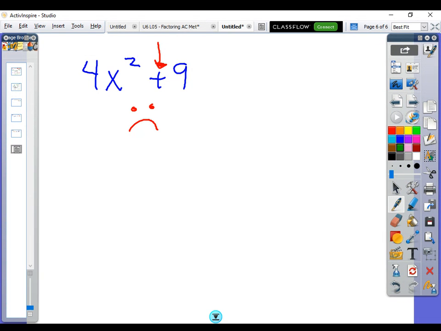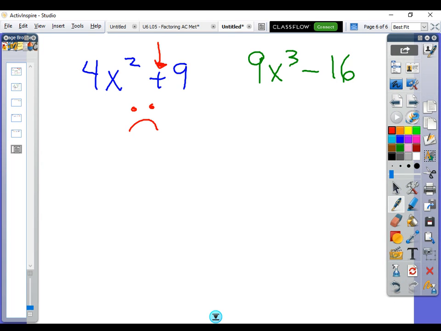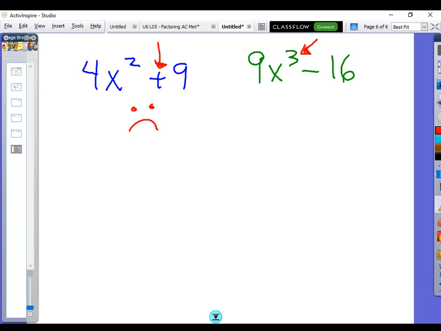Another example might be something like this. Say we had 9x to the third minus 16. Like, yeah, it's two terms, it's subtraction this time, but here's the problem. X cubed is not a perfect square. X cubed is not a perfect square.